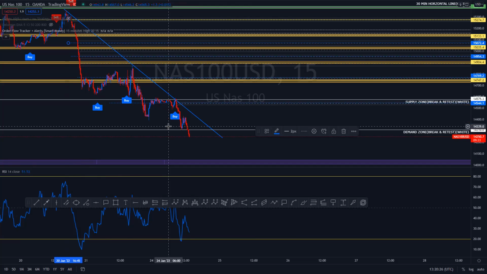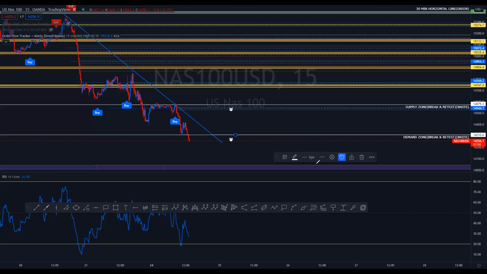So then what I'm going to do is pause this recording and set my alarms for these break and retest lines, and then we're going to move forward. All right, so I set my alarms for these break and retest lines. So we locate the imbalances, and so let's analyze this.